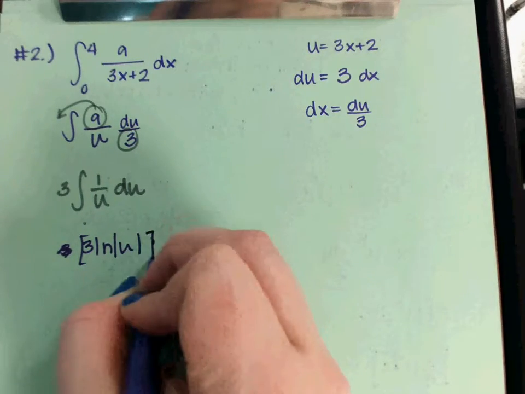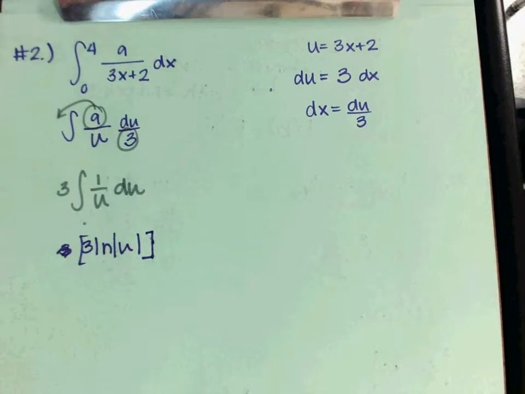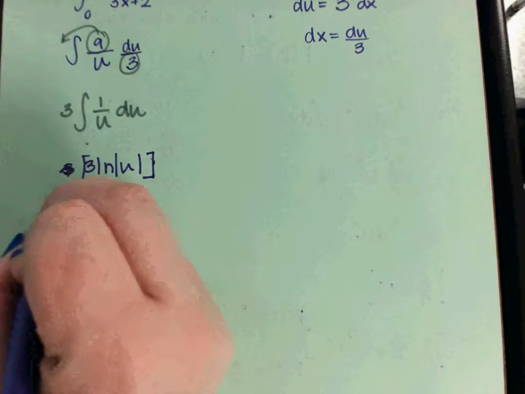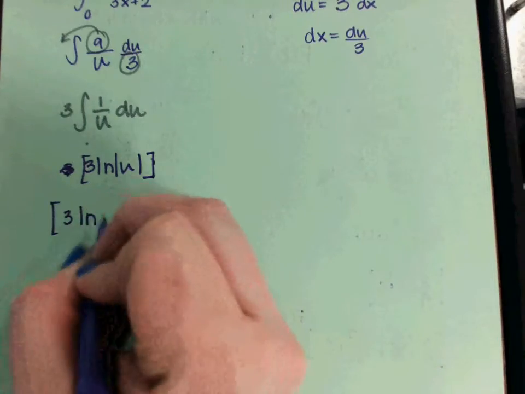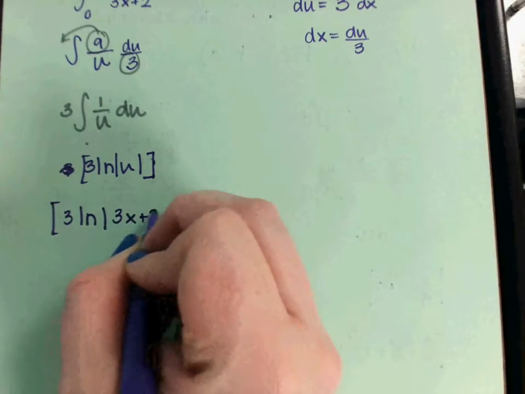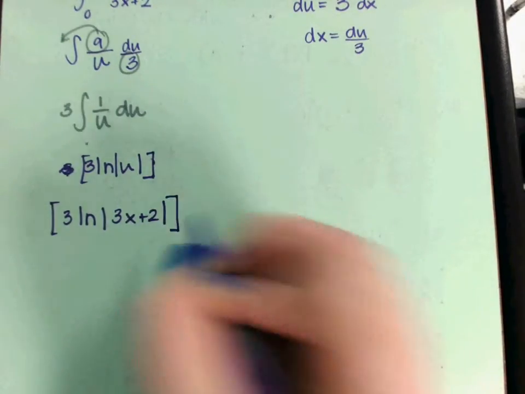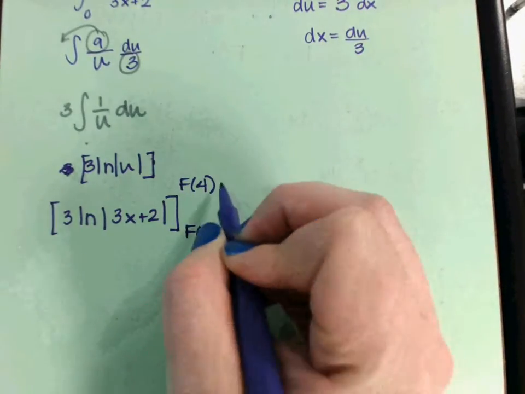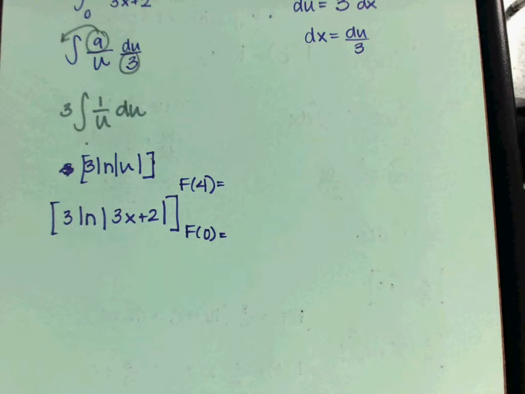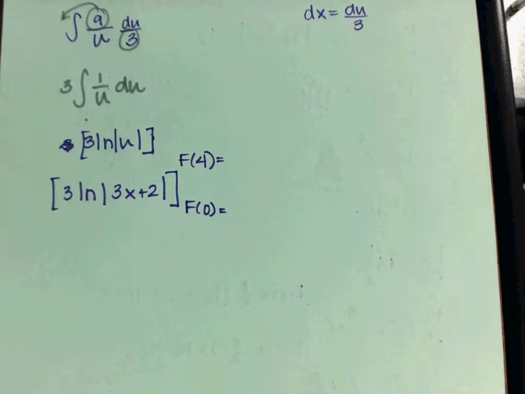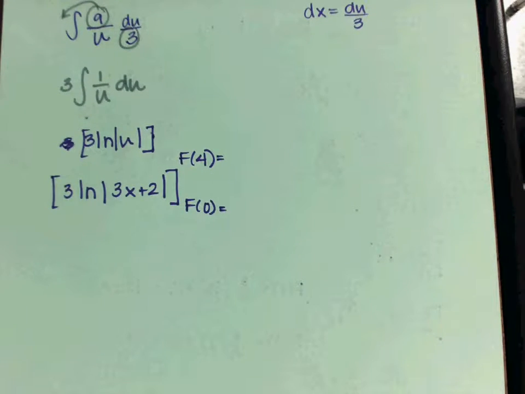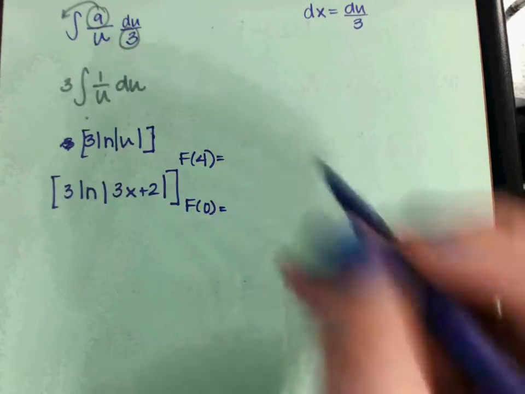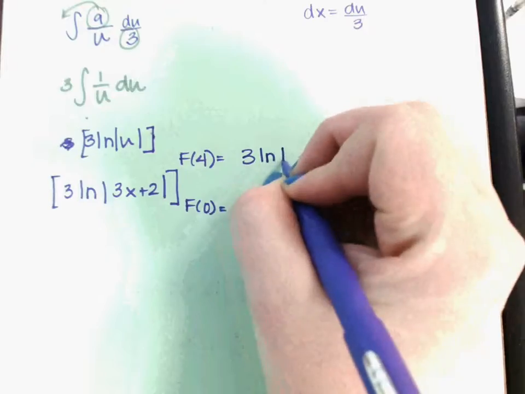And then, is it okay if we do no plus C? Okay, so 3 ln u. And then when I switch it back to be 3x plus 2, now I can plug back in my 4 and my 0. Okay? Then from here, we're plugging in our 4. 3 times 4 is 12, plus 2 is 14. So that's 3 ln 14.